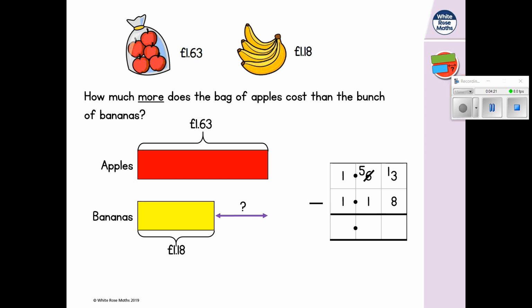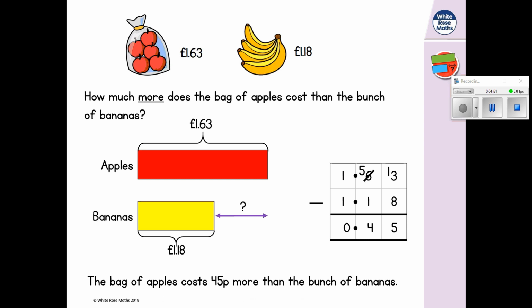13 hundredths subtract 8 hundredths is equal to 5 hundredths. 5/10 subtract 1/10 is equal to 4/10. And 1 one subtract 1 one is equal to 0 ones. So £1.63 subtract £1.18 is equal to 45 pence. So the bag of apples costs 45 pence more than the bunch of bananas.